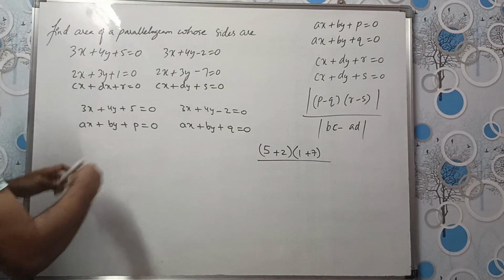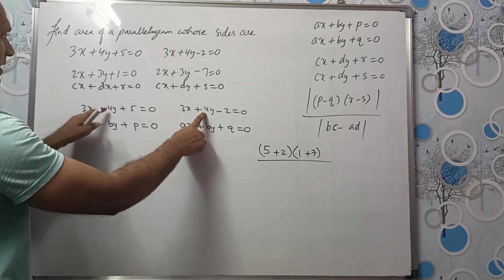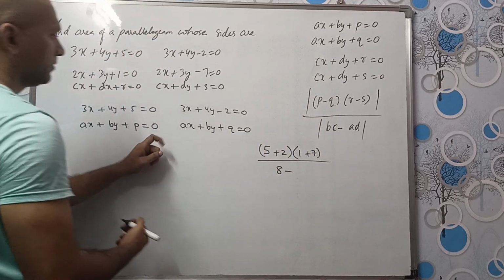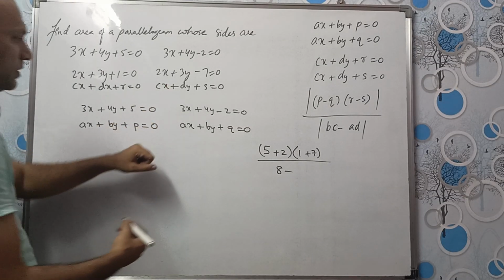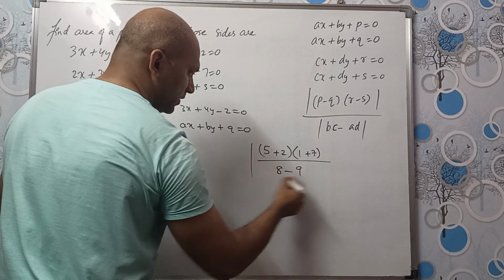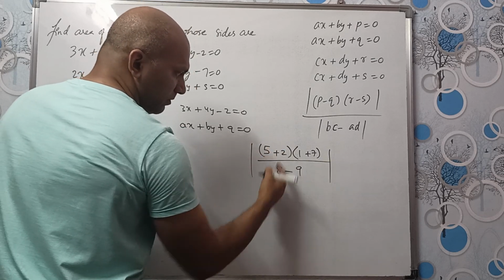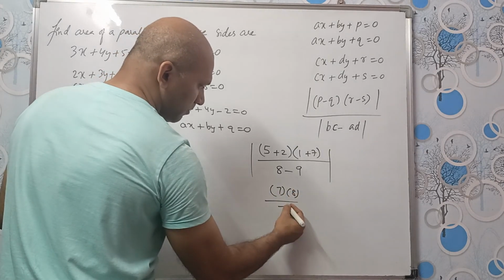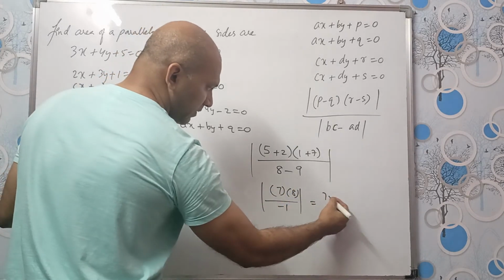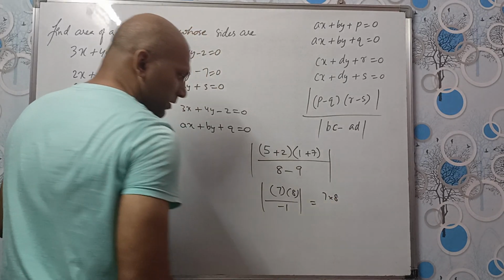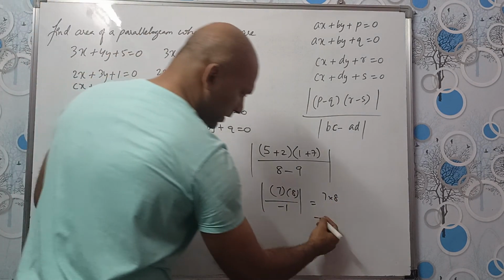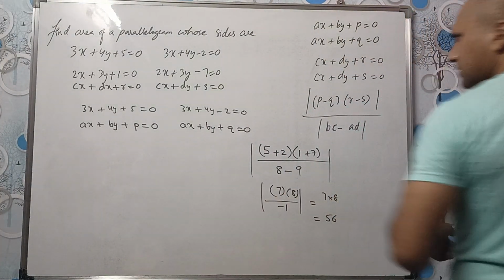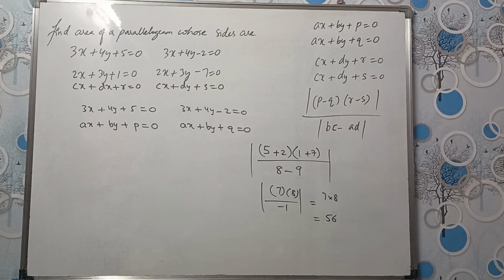Divided by BC minus AD. What is B here? B is 4. C is 2. So 4 2s are 8 minus AD. A is 3 and D is also 3. 8 minus 9. So everything should be in mod. So 5 plus 2 is how much? 7, and this is 8 divided by minus 1. So this will become 7 into 8 by 1, if you remove the mod. So this will be equal to 56. So 56 square units is the area of the parallelogram formed by those 4 straight lines.